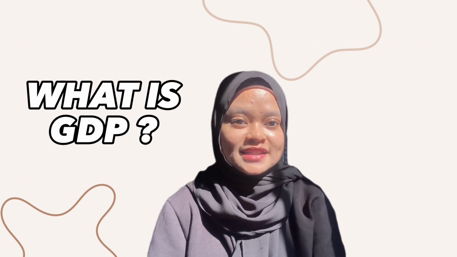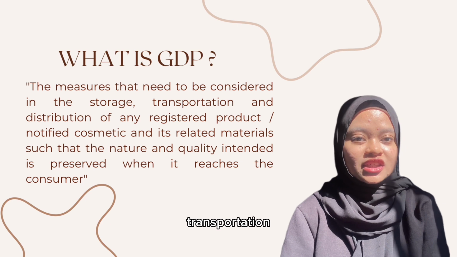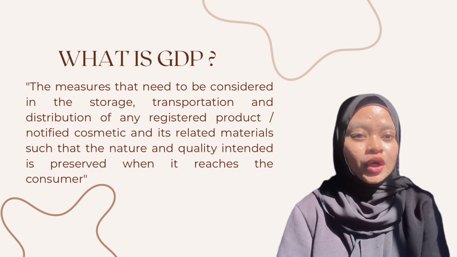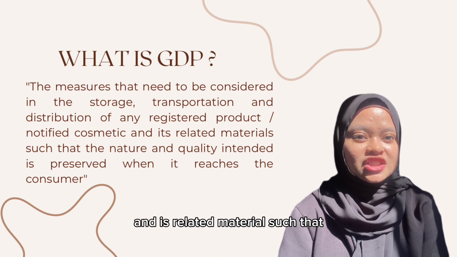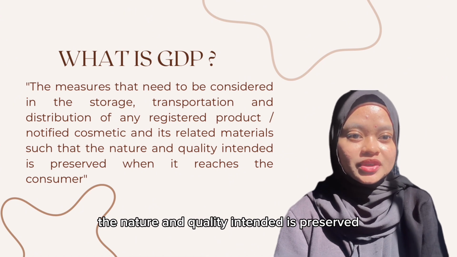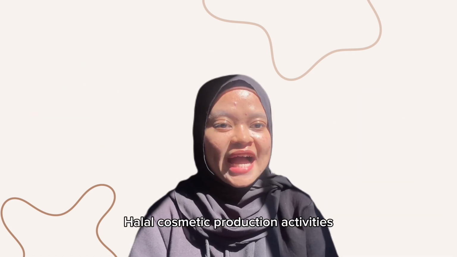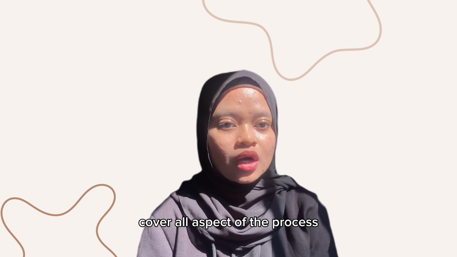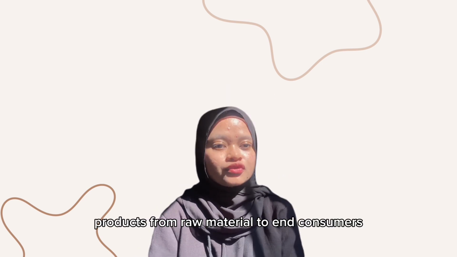Now, I will explain about good distribution practice in halal cosmetics. What is GDP? GDP is a measure that needs to be considered in the storage, transportation, and distribution of any registered product or notified cosmetic and its related materials, such that the nature and quality intended is preserved when it reaches the consumer. Halal cosmetic production activities cover all aspects of the process and production of cosmetic products from raw material to end consumers.